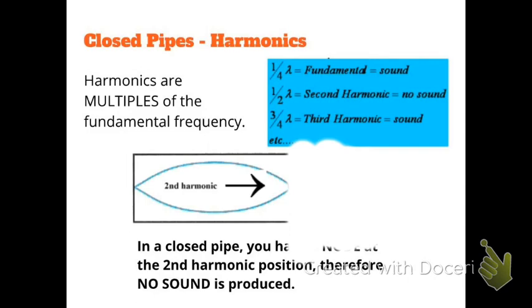So, what was this saying here? In a closed pipe, you have a node at the second harmonic, so we're not going to hear it. Okay? And so what this is telling us is that for closed pipes, we're not going to hear every frequency. We're only going to hear the odd ones.